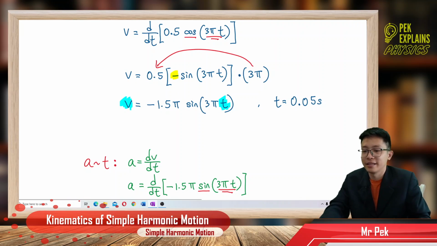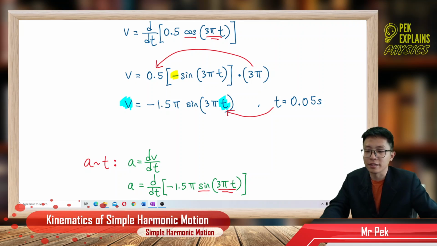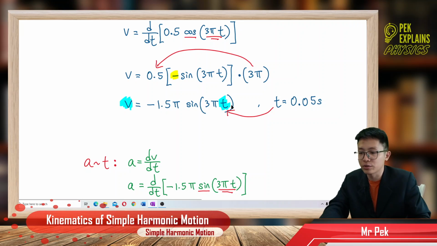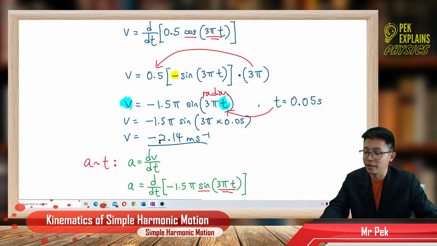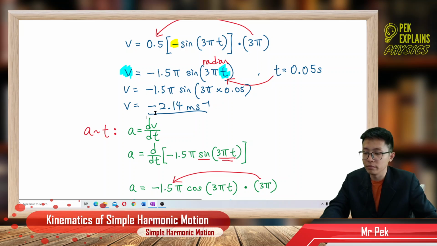The next step is to substitute the time into the equation. Make sure this is in radian. You must be in radian. Okay, so velocity equals negative 1.5 pi sine 3 pi times 0.05. So our velocity is negative 2.14 meter per second. That's our velocity. Negative means it is moving downwards.